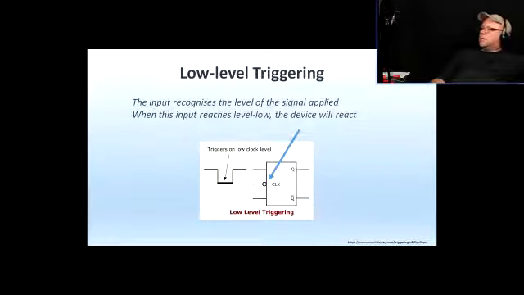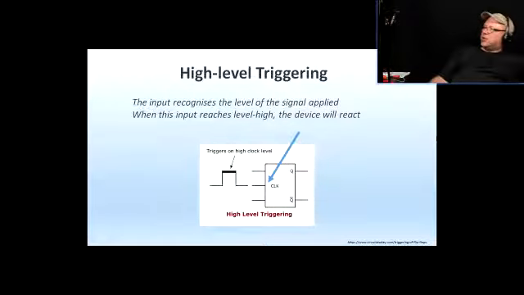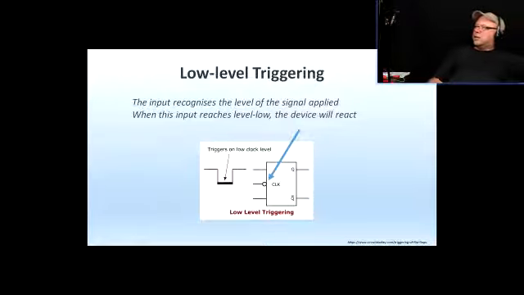Well, from high, we're going to go to low level triggering, which is going to be the same, but something has changed here. Right? I keep pointing at that thing with the blue line. There's a low level triggering. Well, the input recognizes the level of the signal applied. So this is the control input. When the input reaches level low, then the device will be active. It's going to react, whichever way it's going to react, whatever the type of device is. But this is a low level triggering.